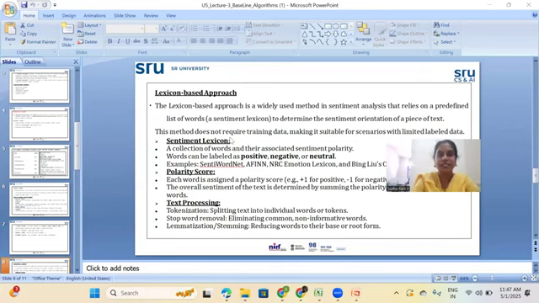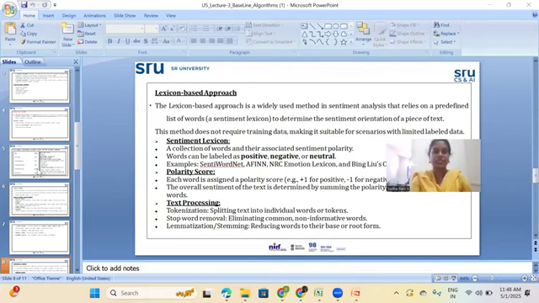This method does not require training data, making it suitable for scenarios with limited labeled data. Sentiment lexicon: a collection of words and their associated sentiment polarity. Words can be labeled as positive, negative, or neutral. Examples: SentiWordNet, AFINN, NRC Emotion Lexicon. Polarity score: each word is assigned a polarity score. For example, +1 for positive, -1 for negative.